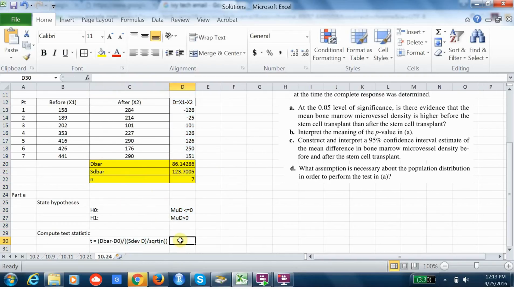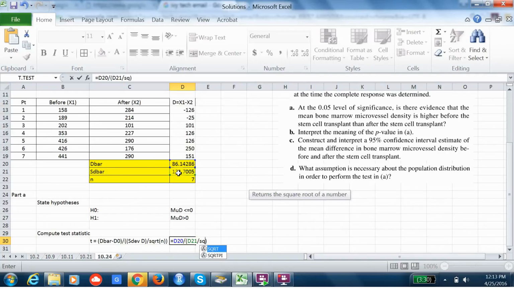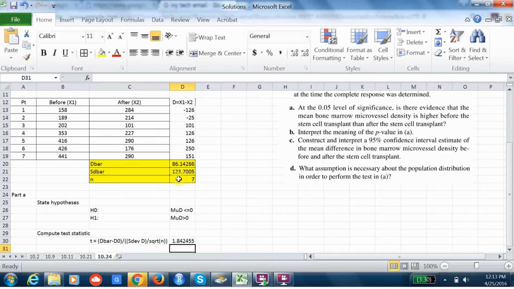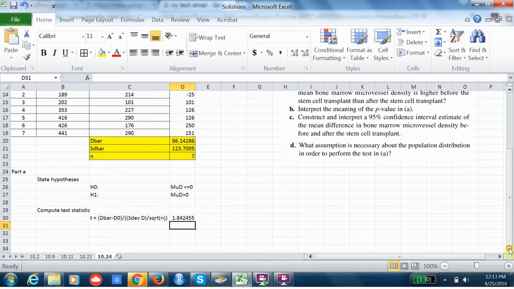So this is easy enough to do because I have all these values up here, divided by, and now I'm going to put a pair of parentheses down here. So this is going to be this divided by the square root of n. And there's my test statistic, and that looks reasonable. Okay, that's a reasonable value for a t-score, between plus or minus 3 or 4.